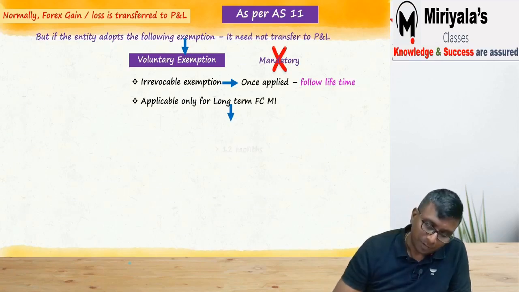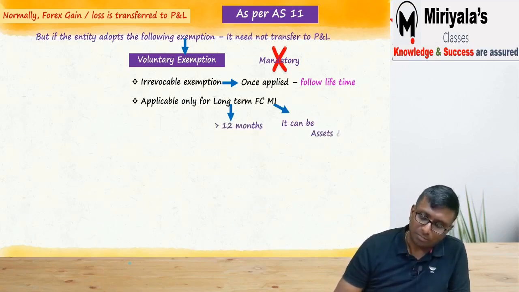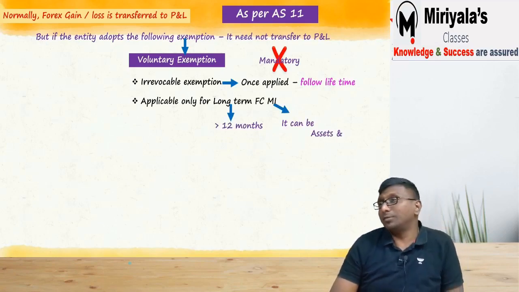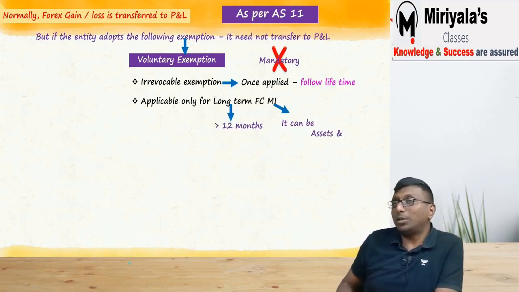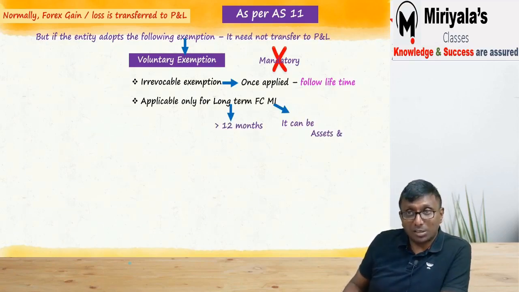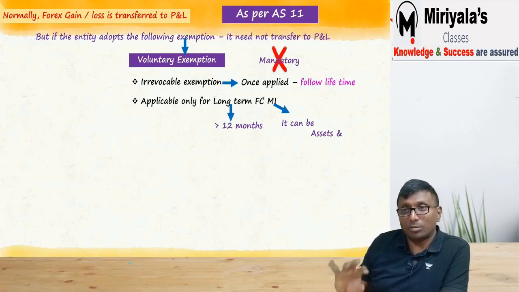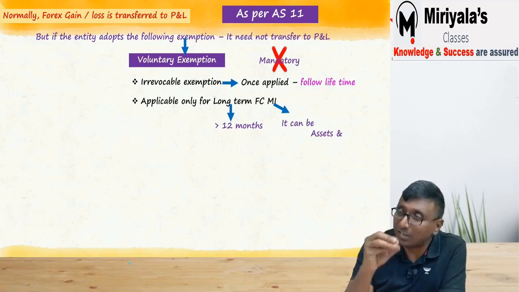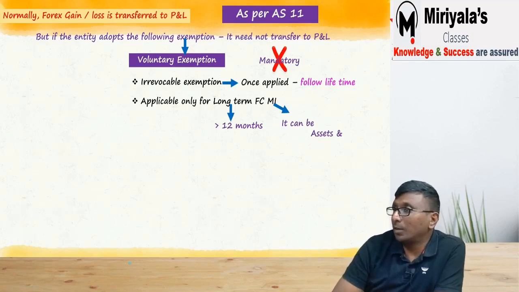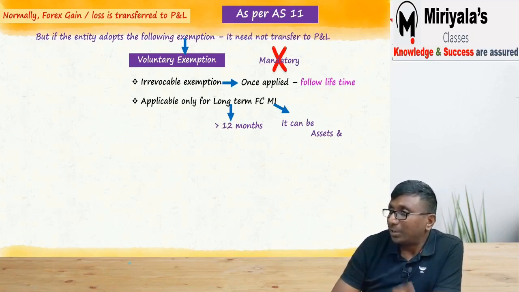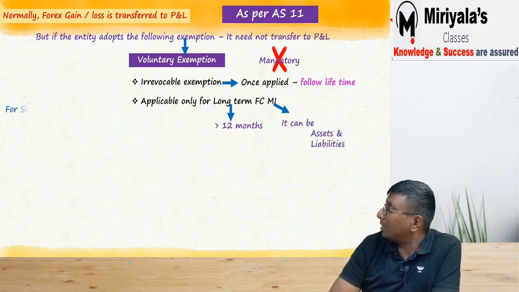That is normal. Monetary item means it may be an asset receivable or a liability payable. So it is not related only to liability. It is related to assets also, assets and liabilities.